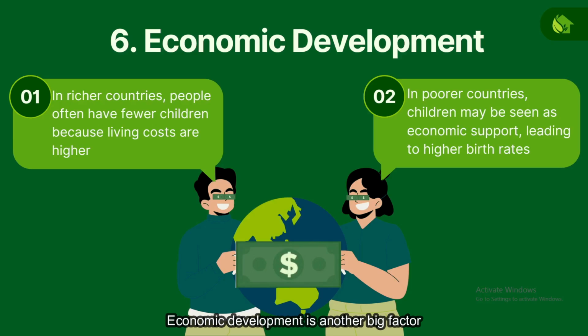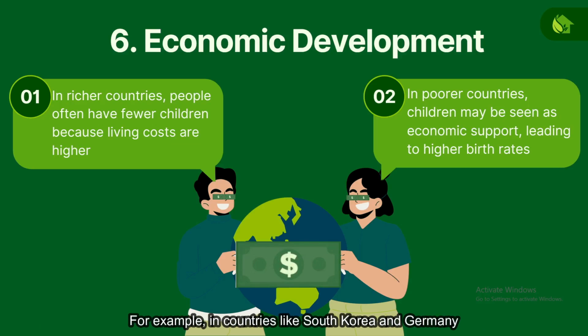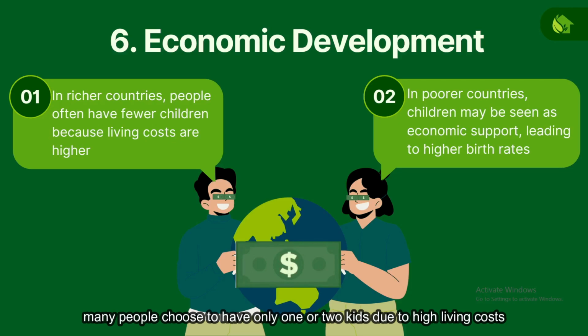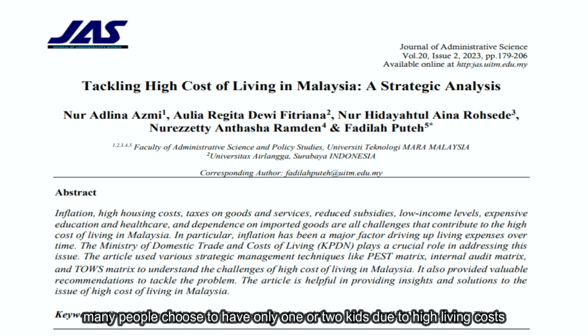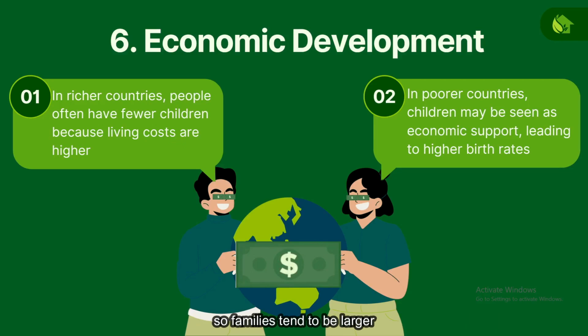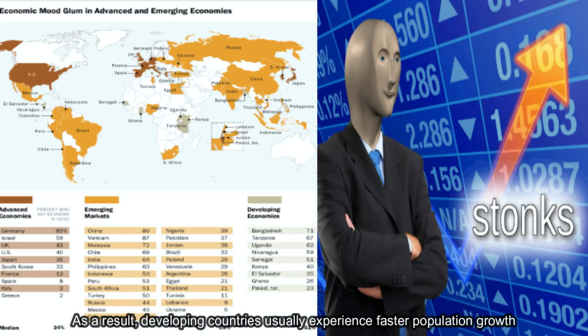Economic development is another big factor. In richer countries, people often have fewer children because raising a family is expensive. For example, in countries like South Korea and Germany, many people choose to have one or two kids due to high living costs. In poorer countries, children are often seen as a source of labor or future support, so families tend to be larger. As a result, developing countries usually experience faster population growth.